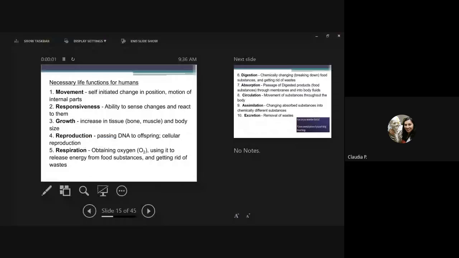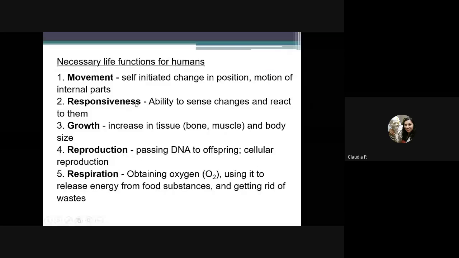Next, response. You want to be able to respond to your environment. This is where the brain kicks in. So for movement, we use our muscles, we use our bones, right? Our muscles move our bones. If we're moving food, the digestive system is responsible for that. But responsiveness is mostly our brain.